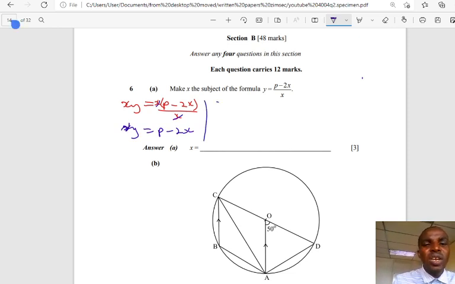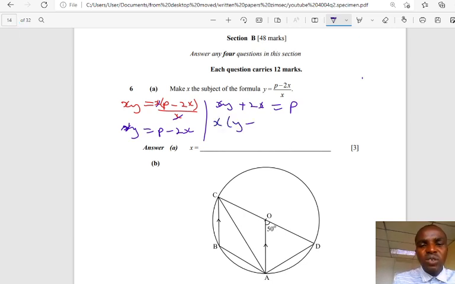Collect terms in X. We have XY here plus 2X, then it's equal to P. Then there is X and X, so you factor out X, which is the common factor. Then you'll be left with X times (Y plus 2) is equal to P.